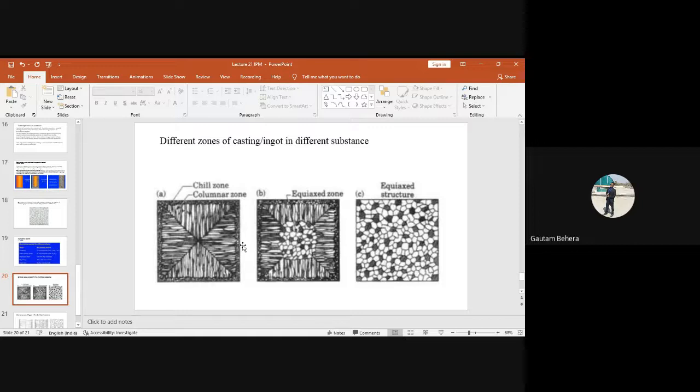So can you tell me, from these molds, in which mold we have intentionally added the inoculant or nucleating agents to solidification? The third one. Very good, the third one. And in these two cases, we haven't added anything, basically.